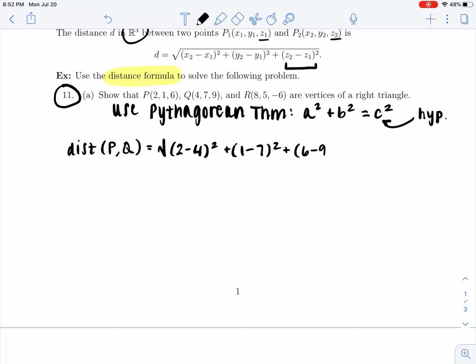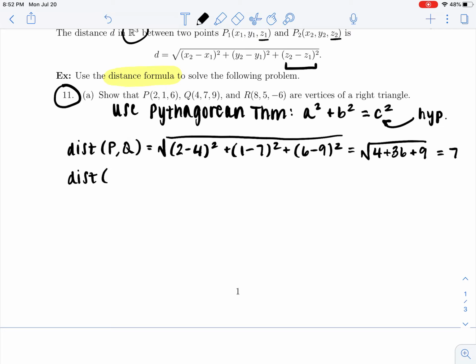So the last one is 6 minus 9 squared, and we have this overarching square root. So this is the square root of 4 plus 36 plus 9. That becomes the square root of 49, which is 7. So now on to the next distance.